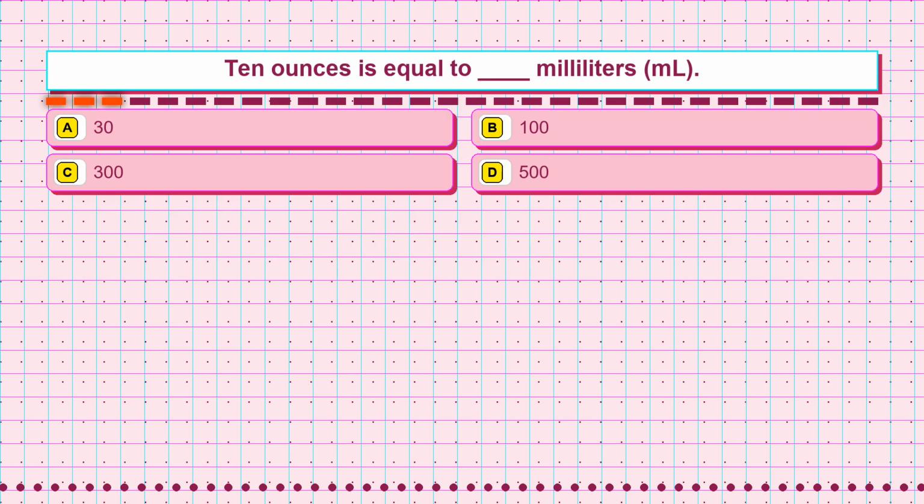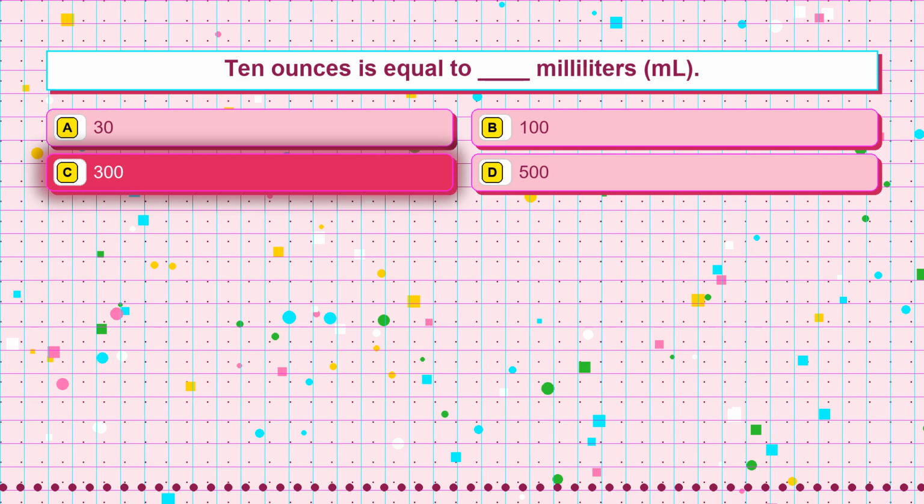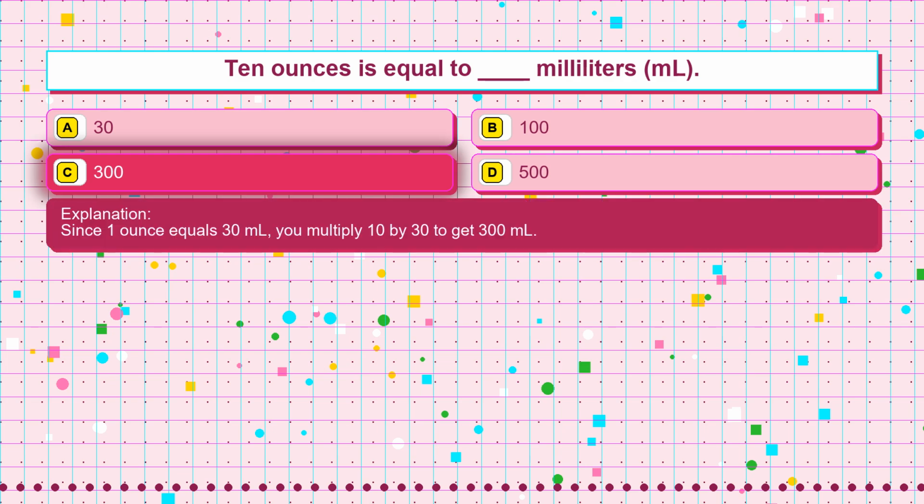Question 34. 10 ounces is equal to blank milliliters, ml. Option A, 30. Option B, 100. Option C, 300. Option D, 500. The correct answer is option C, 300. Since 1 ounce equals 30 ml, you multiply 10 by 30 to get 300 ml.